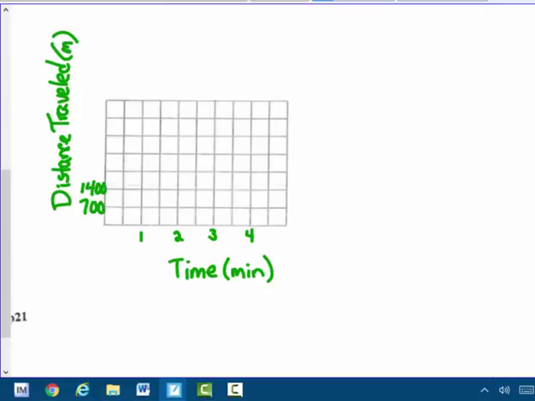700, 1,400, 2,100, 2,800, 3,500. Because I know I need to get to at least 2,800. And it wouldn't work if I count by 350s. So at time 1, it's 700, so that's one of the points. 1, 700. 2, 1,400. 3 is 2,100. 4 is 2,800.